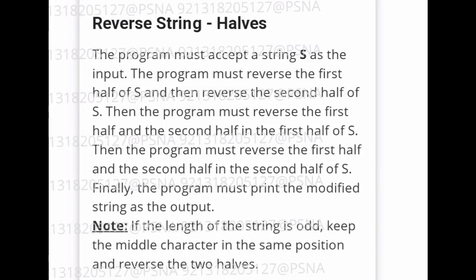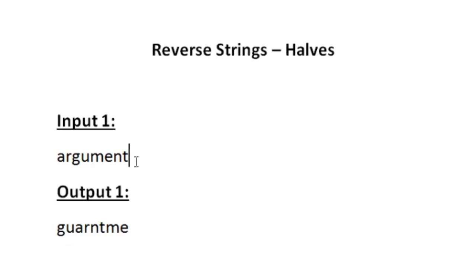This is the question asked in today's SkillTrack Daily Challenge. We are given a string as an input and we have to split the string and reverse the characters. For our sample input 1, the string has 8 characters. When we split this string, the first 4 characters will be a half and the second 4 characters will be another half. So the characters ARGU is the first half and MENT is the second half.